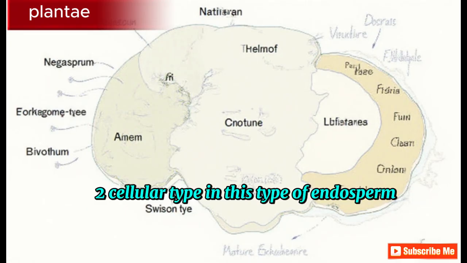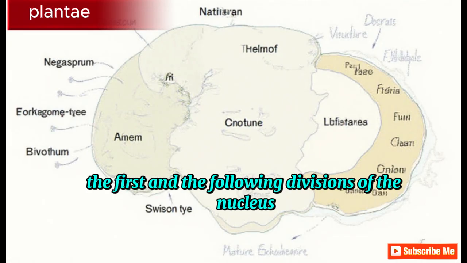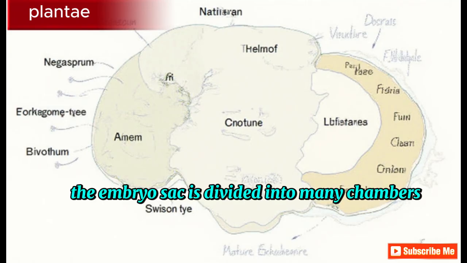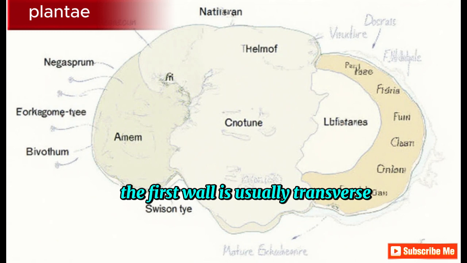2. Cellular type. In this type of endosperm, the first and the following divisions of the nucleus are accompanied by wall formation. In this way, the embryo sac is divided into many chambers. The first wall is usually transverse.